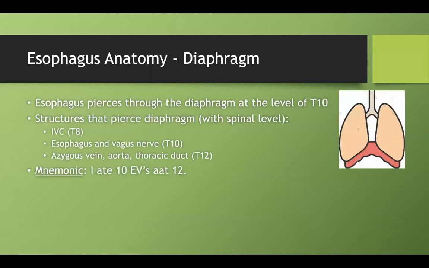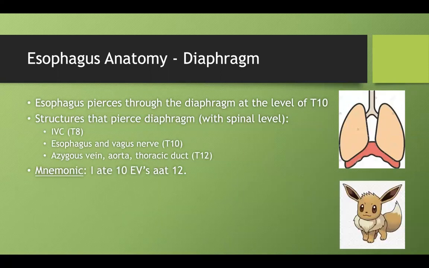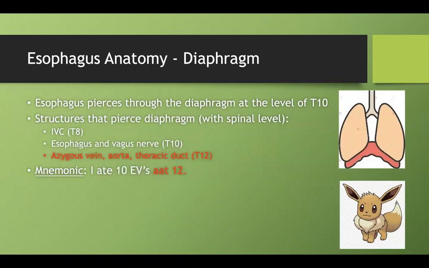And so I've always used this mnemonic, that I made up. It just goes I8, 10 EVs at 12. So EV is a Pokemon. It's kind of a sad mnemonic now that I think about it, but it is what it is. And so I think of the 8 for the IVC is the 8 for I8. And then 10 EVs is T10, which refers to the esophagus and the vagus nerve. And then for T12, I think of the azygos vein, aorta, and thoracic duct. I don't know if that'll help you, but that's just kind of how I remember the structures that pierce the diaphragm.